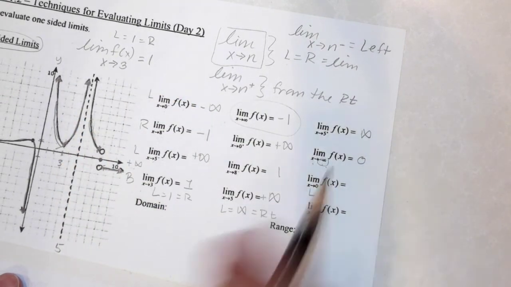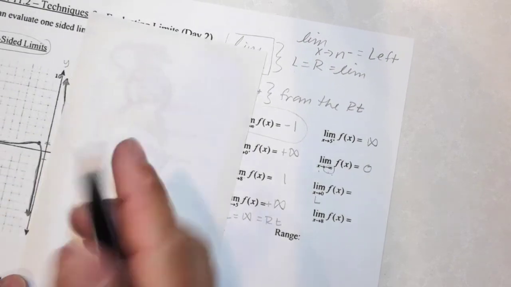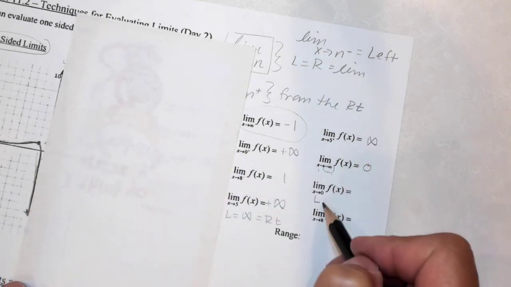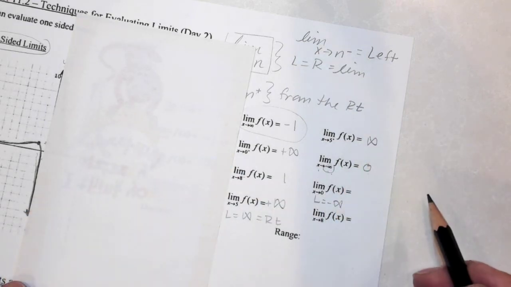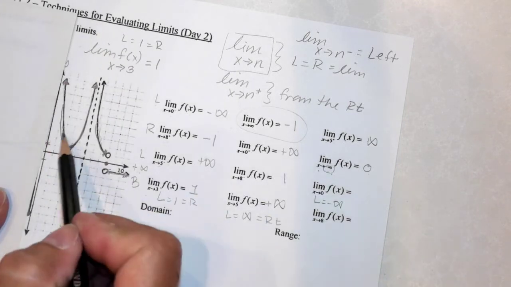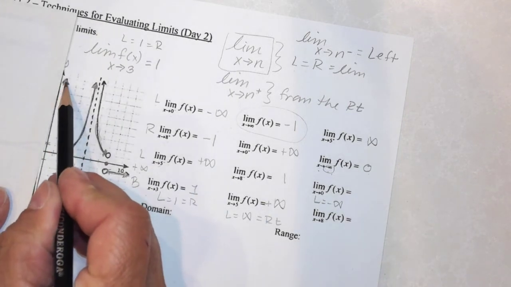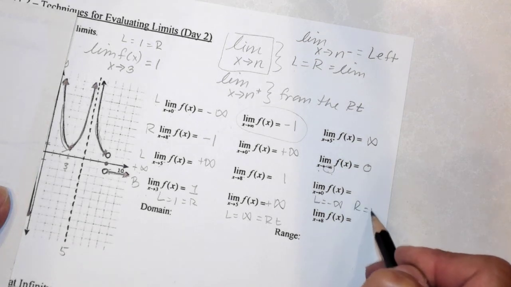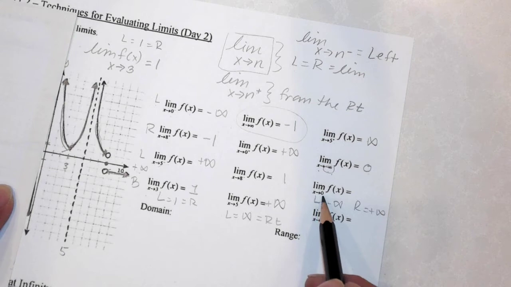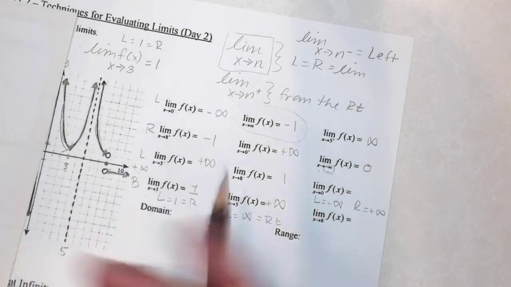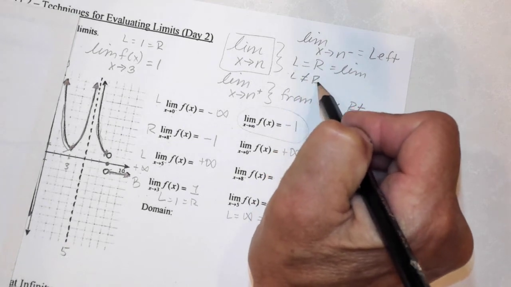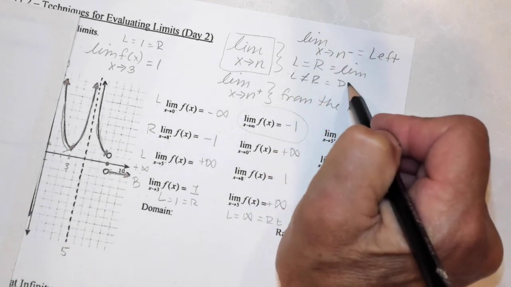So if I get to the left of 0 and hop on the graph, it's going to go down forever. So the left is going to negative infinity. If I get on the right side of 0, hop on that graph and follow it, that's going up. So the right side is going to be positive infinity. Because this didn't say from the left or the right, it was looking for both the left and the right, and they're not equal. When the left does not equal the right side limit, then we say that the limit does not exist.